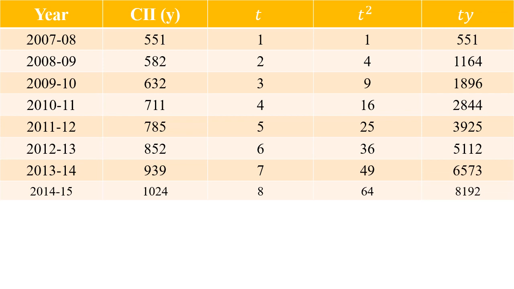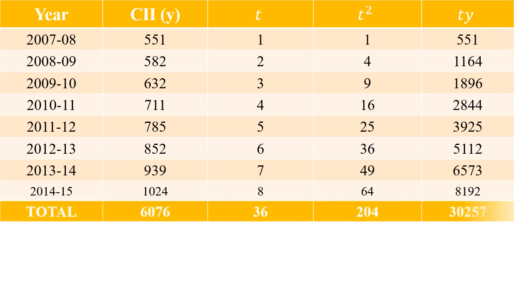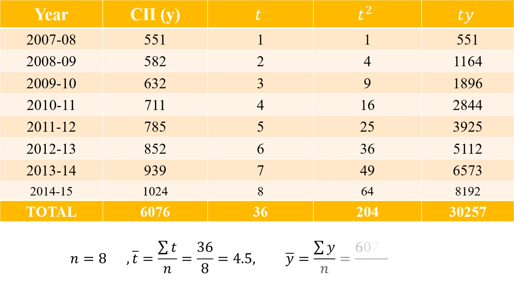As you can see, the data is big. You have to be careful while calculating and copying down the answers. Once you are done with that, you have to make a total of all the columns. Next, we'll be finding the bars. T bar here will be 36 upon 8, that is 4.5. Y bar here will be 6076 upon 8, that is 759.5. The n is 8. Now we will take all these values and put them one by one into our equation.